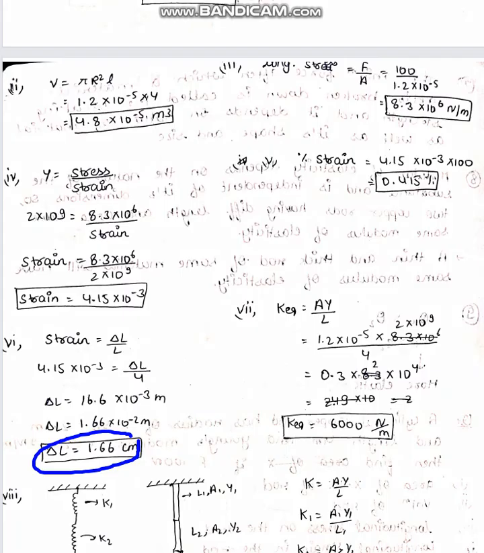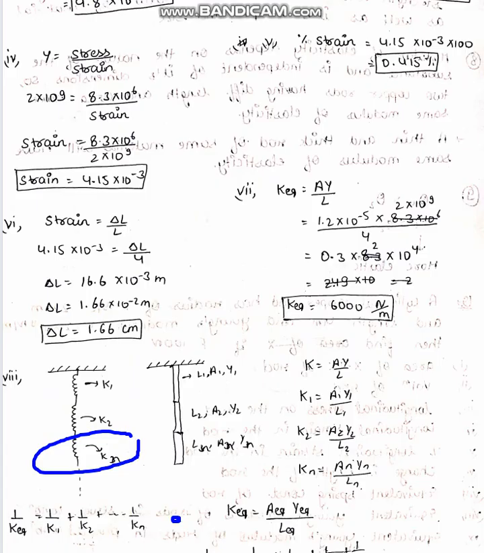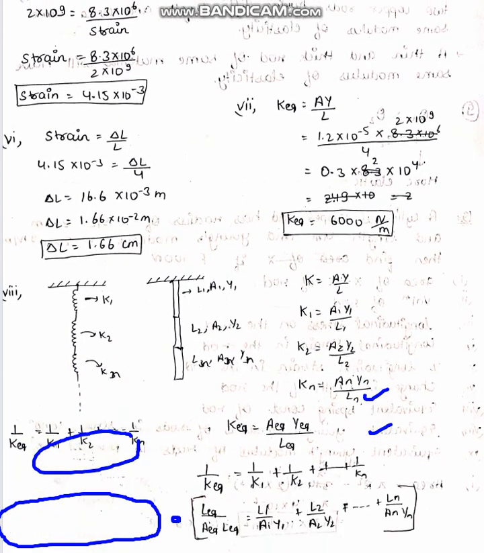Then we have the equivalent spring constant. Suppose there are two rods. First, they are in series combination. So we can find the equivalent spring constant from K1 and K2. We know that in series combination, the equivalent spring constant follows this rule: 1 by K equivalent is the sum of the reciprocals. So using this we can calculate K equivalent.